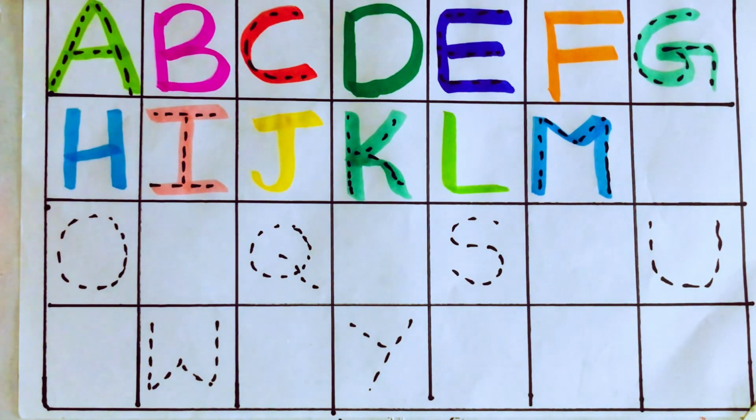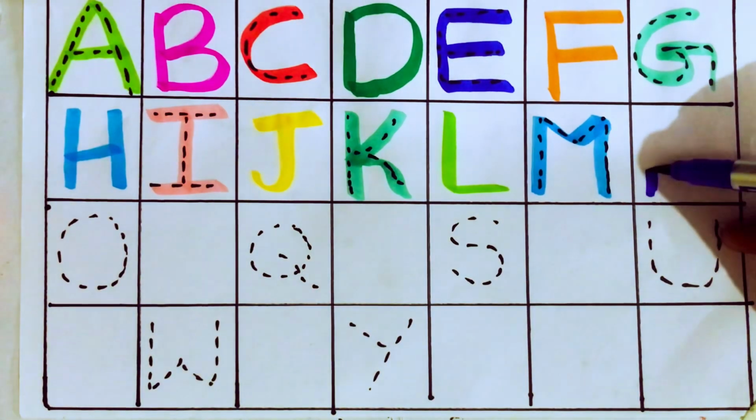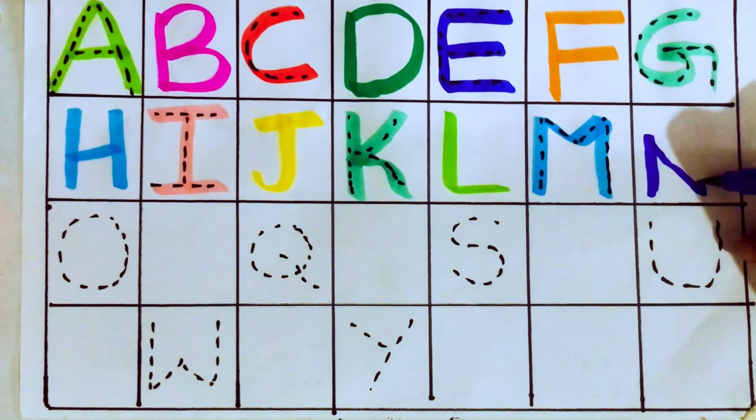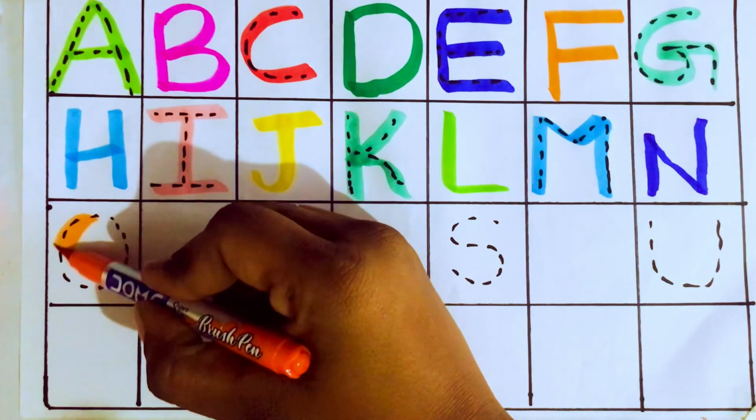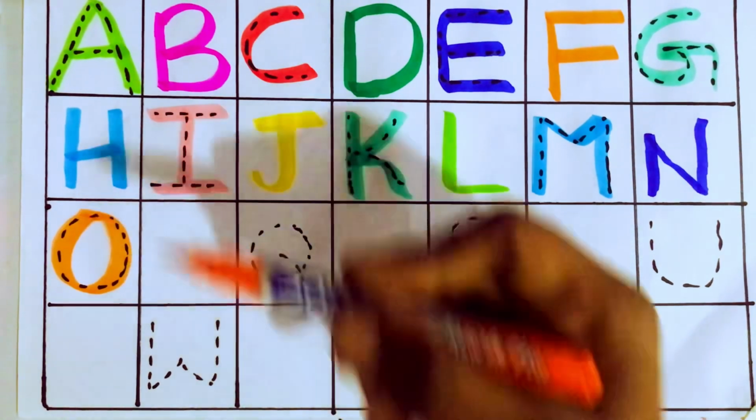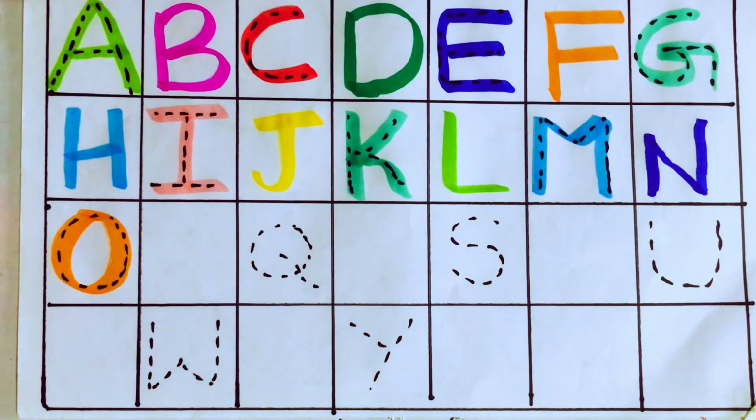M for mango. Blue color, M after which letter kids? M. Which letter kids? N. N for nest. N for nest. Orange color, N after O. N after O. O for orange.